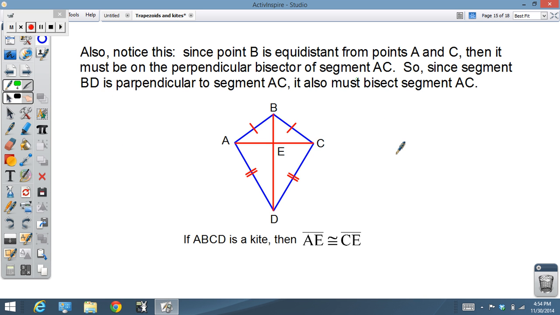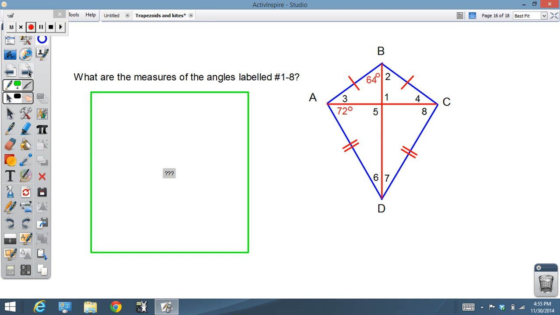Next thing you want to know about kites is that, also, we won't go into a huge long proof of it, but this diagonal will be bisected by the other one. AE will be congruent to EC. Again, the reason is it's equidistant from the points. If B is equidistant from the points, as is D, they both have to lie on a perpendicular bisector of AC. So, there we go about kites.